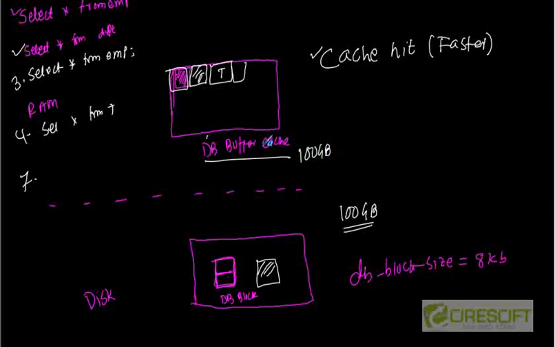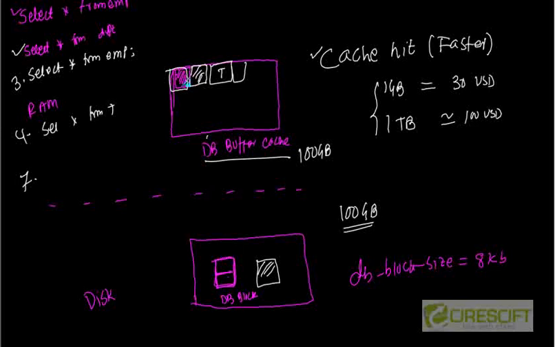Because the random access memory is more expensive than the disk. So here's a ballpark figure. For example, 1 GB of RAM may cost you around 30 US dollars, whereas a 1 terabyte hard drive might cost you about $100. So you can see the difference, and therefore it is not possible to have a buffer cache equal to the size of the database.